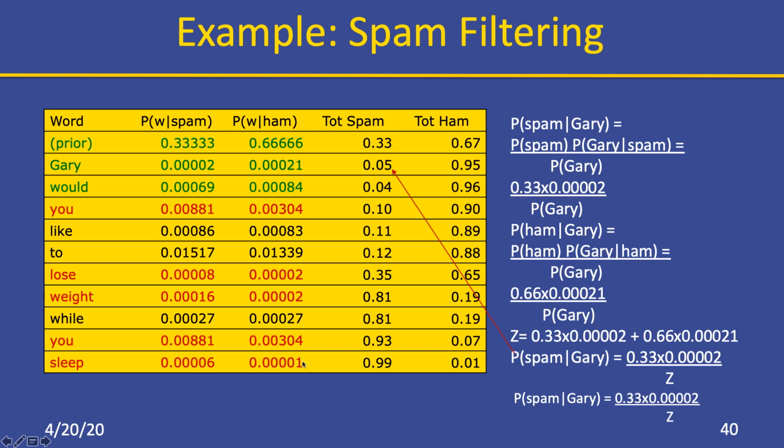And then we can continue here. And by the time we're here, by the time we have read all the words in the message, we can see that our probability of spam, given all the words we have read so far, is 99%. So we're ready to classify this message as spam, and we won't be wrong.